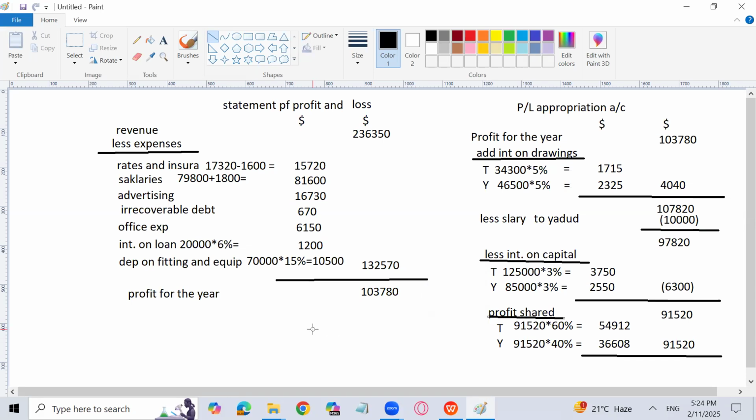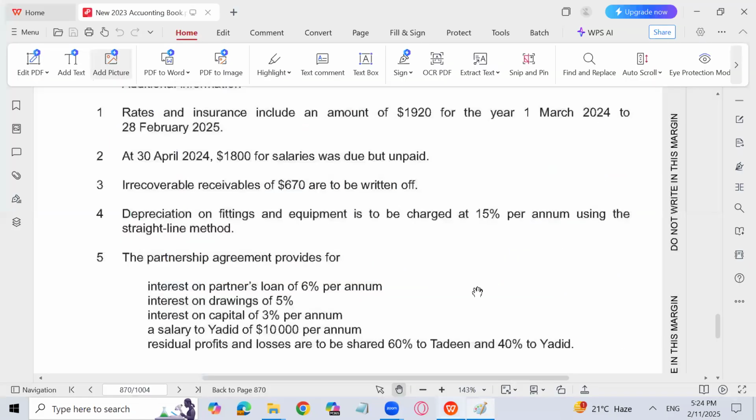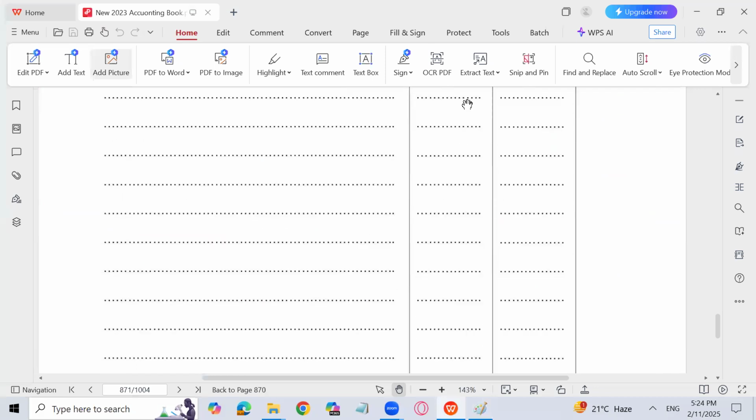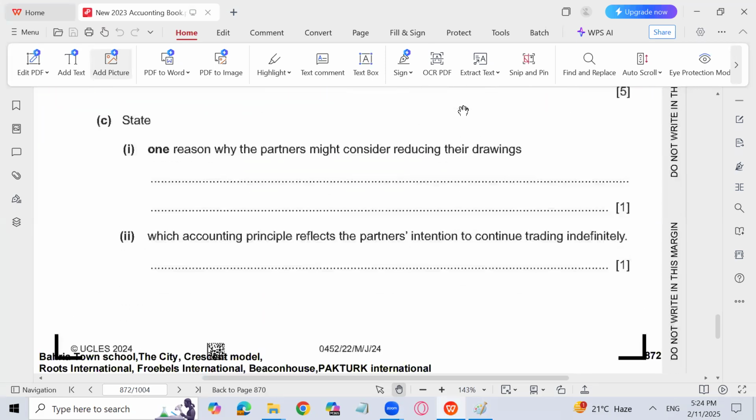So we have prepared the appropriation account also in the same way, and we prepare the income statement of the service business, right? So let's see what the requirement of the next part is.